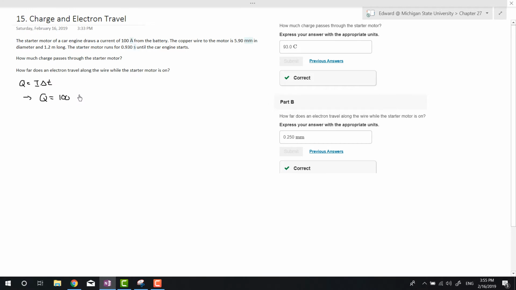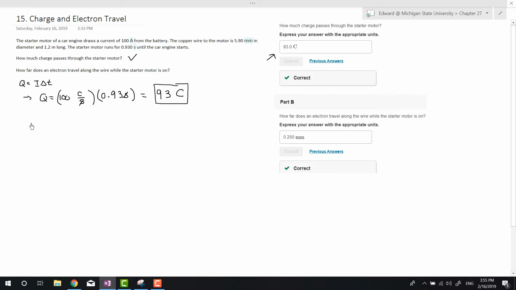Amps are coulombs over second, times the time, which is just 0.93 seconds. Seconds cancel, we're left with coulombs, and that's going to give us 93 coulombs, which is exactly what we got there. So that's good. Part B: how far does the electron travel?